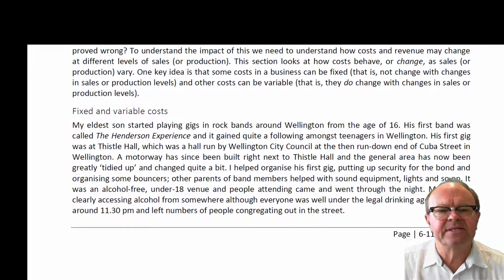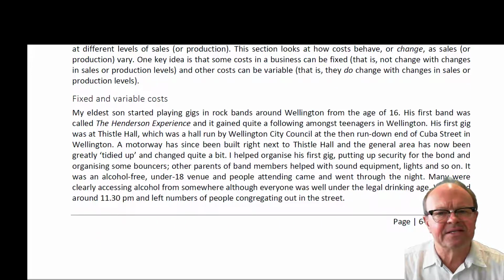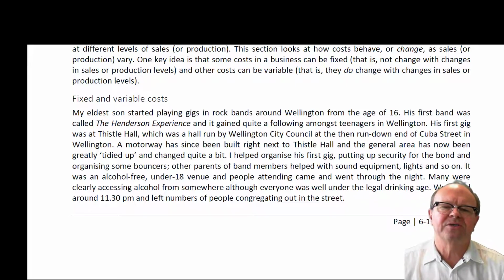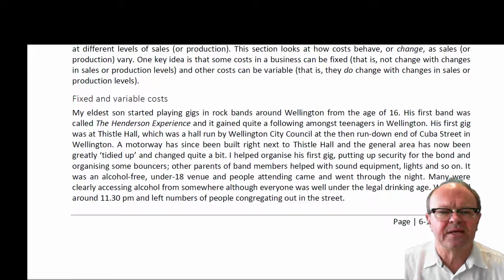One key idea is that some costs in a business can be fixed, that is, not change with changes in sales or production levels, and other costs can be variable, that is, they do change with changes in sales or production levels.